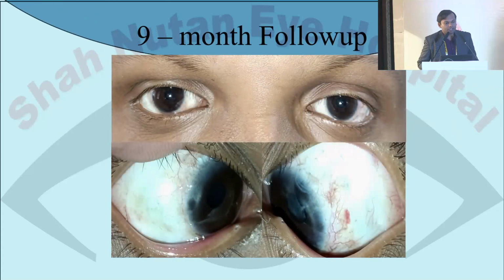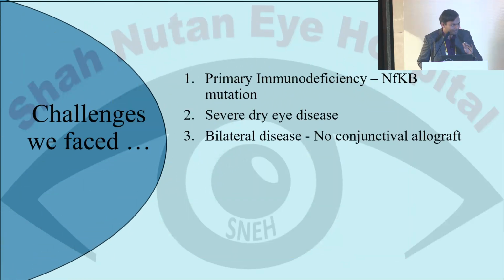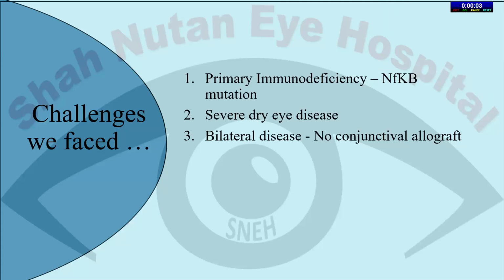Finally, at 9 months, this is the patient. He has a healthy limbus, healthy surface, and he has 6/6, that is 20/20 vision, preserved, and the astigmatism has also significantly come down. So, thank you. This is the first reported case, so in the literature we don't have any other studies or case reports to discuss. Thank you.